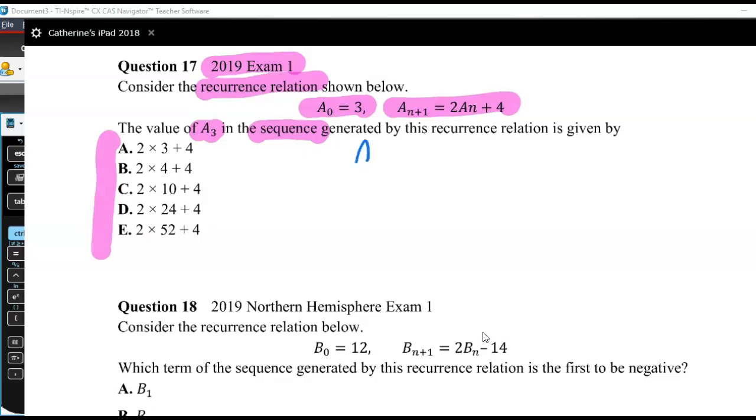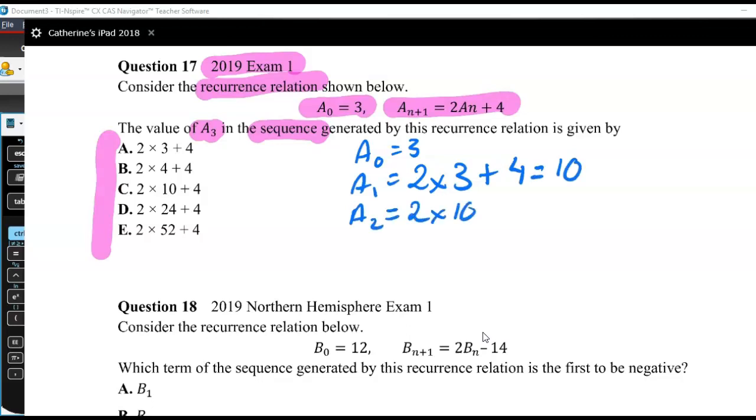A0 is 3, A1 is 2 times 3 plus 4, so that's 6 plus 4, which is 10. A2 is 2 times 10 plus 4, so that's 2 times 10 is 20, plus 4 is 24. So A3 is 2 times 24 plus 4. So that gives me the answer of D.